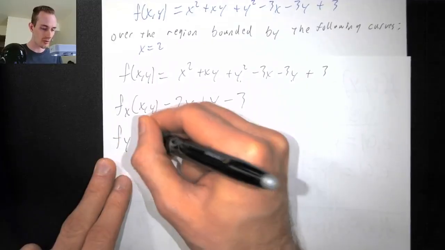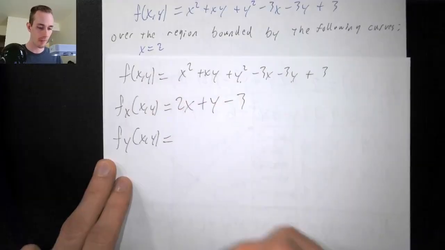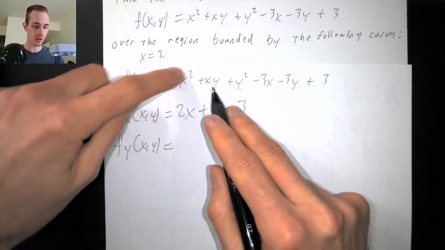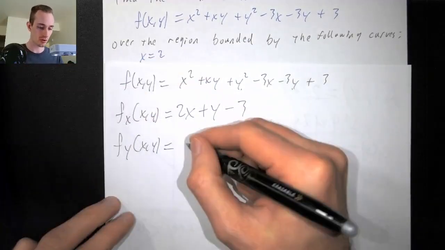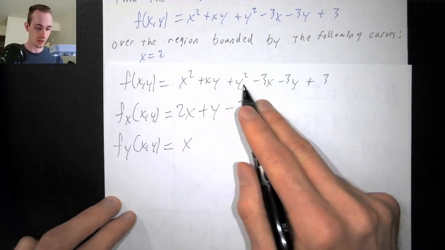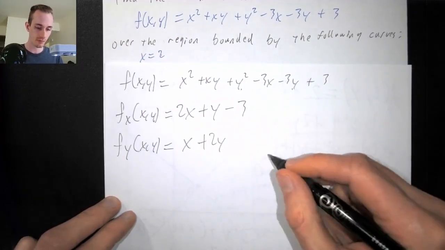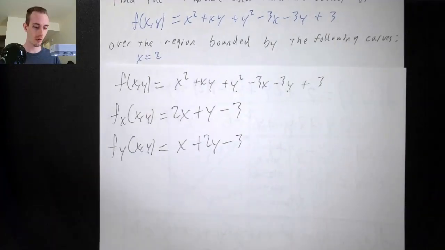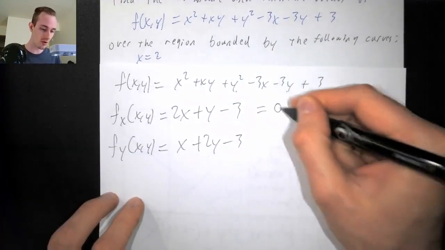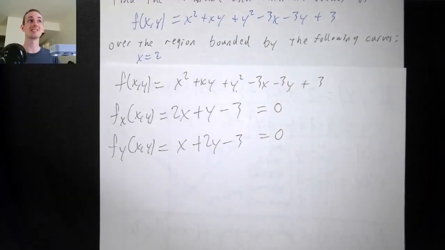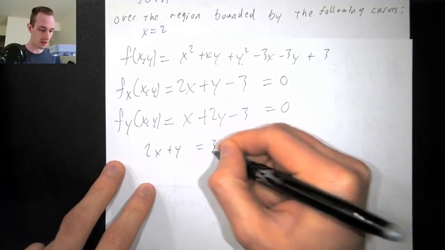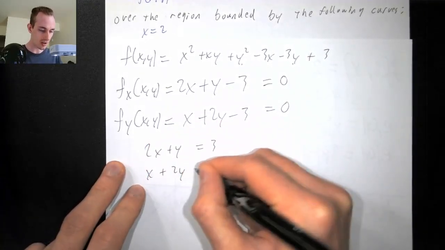The partial derivative with respect to y is going to be pretty similar. The first term goes away, that's constant with respect to y. This one is linear with respect to y, so we get the coefficient, which is x. For this one, we get 2y. Another constant, and then minus 3, and another constant. Just like before, we got to set these equal to 0, and we solve this simultaneous system of 2 equations and 2 unknowns. I'm actually going to move those 3's to the other side. I'll say 2x plus y equals 3, and x plus 2y equals 3 as well.